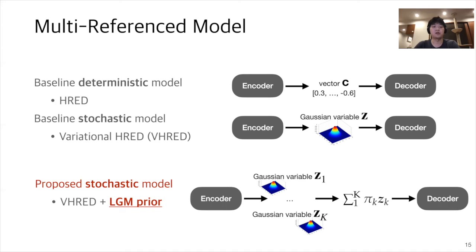Therefore, we propose a new stochastic model, VHRED, but with linear Gaussian model prior. In this model, we input the context and encode the input as multiple Gaussian variables. Then we use the linear combination of these Gaussian variables as the encoding of the input. In the following experiments, we can see the new model performs much better than both of the baselines.